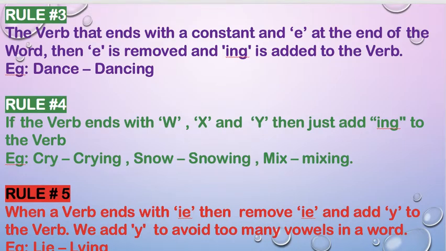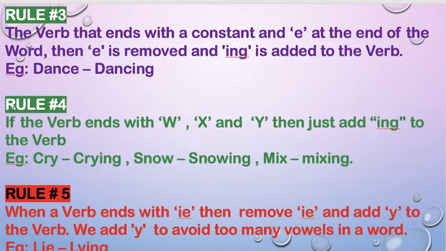Next one, rule number 3. The verb that ends with a consonant and E at the end of the word, then E is removed and ing is added to the verb. Here when the verb ends with E, we are dropping E and adding ing to the verb. The example given is dance. What is there at the end of the verb here? E, isn't it? So we are dropping E and just adding ing. Got it, students? So dance will become dancing.